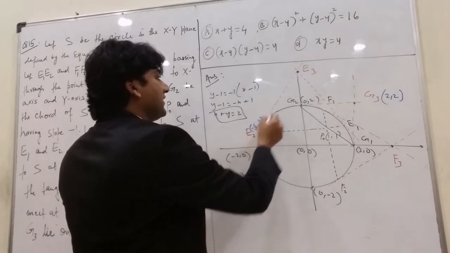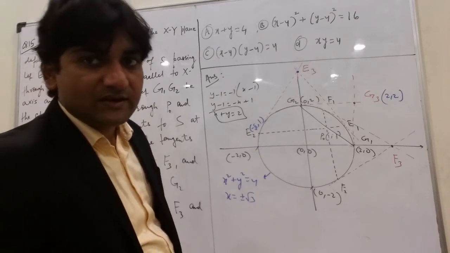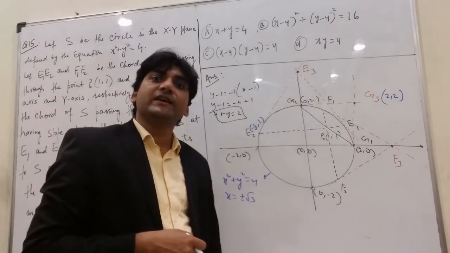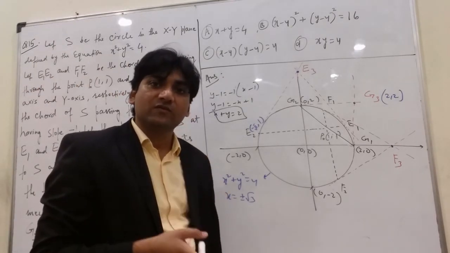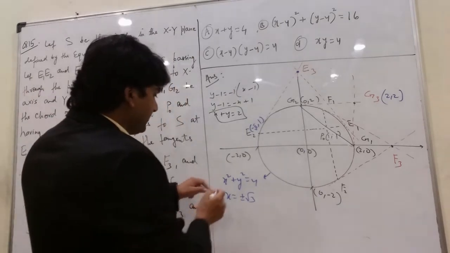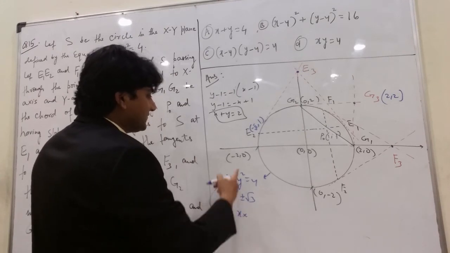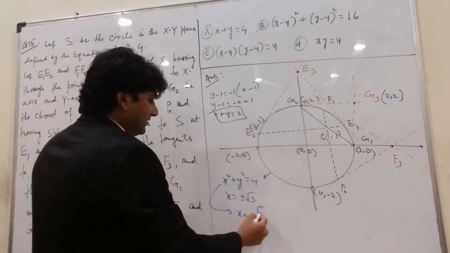At this point we can find the equation of the tangent. When we have a point on the circle, how can we find the equation of the tangent? x square we change into x times x1, y square we change into y times y1. So x square plus y square equal to 4. Now change x square as x times x1, where x1 is minus root 3.